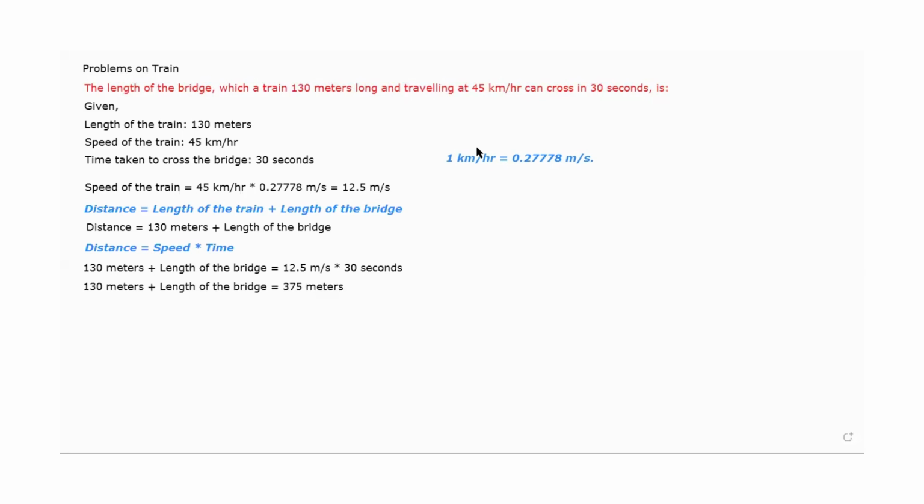Now, we can solve for the length of the bridge. Length of the bridge equals 375 meters minus 130 meters. Length of the bridge equals 245 meters. Therefore, the length of the bridge is 245 meters.